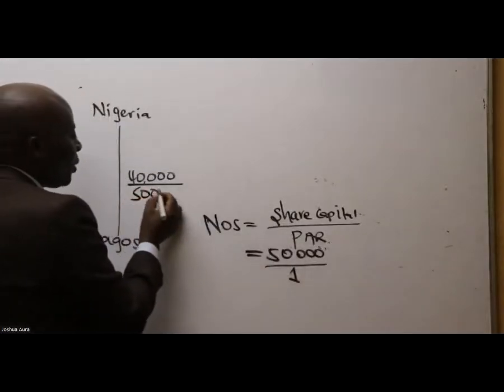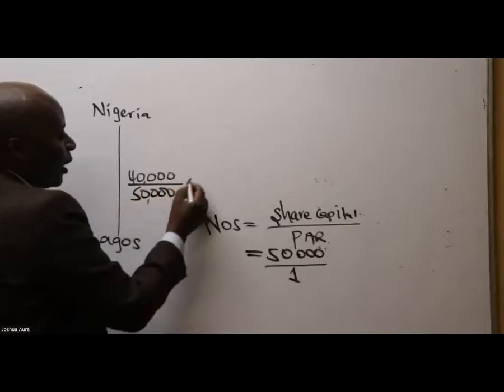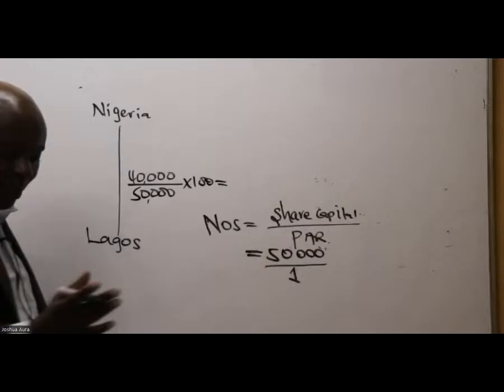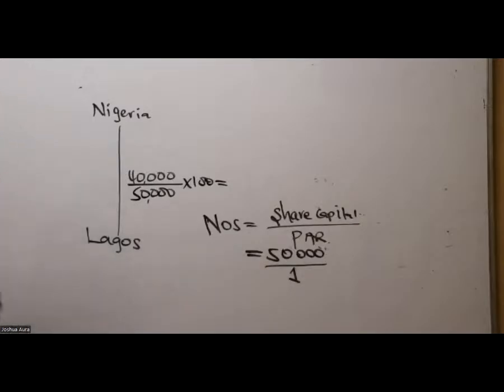Then this means 40,000 divided by 50,000 times 100. What shareholding is this in terms of percentage? So 40,000 divided by 50,000 times 100. Please give me the figure. What are we getting here, somebody? 80%. Nimrod is telling me 80%.